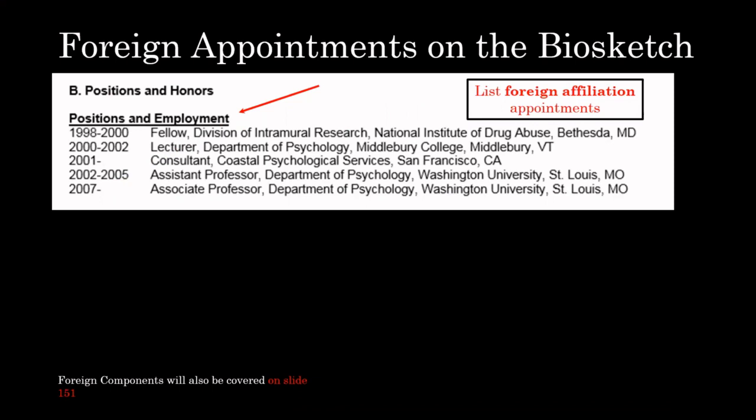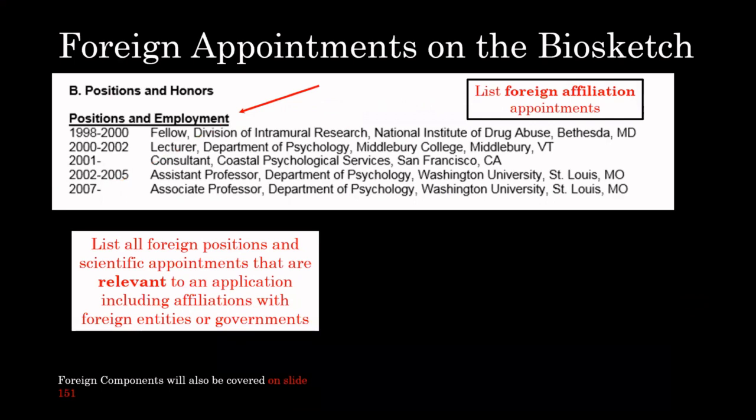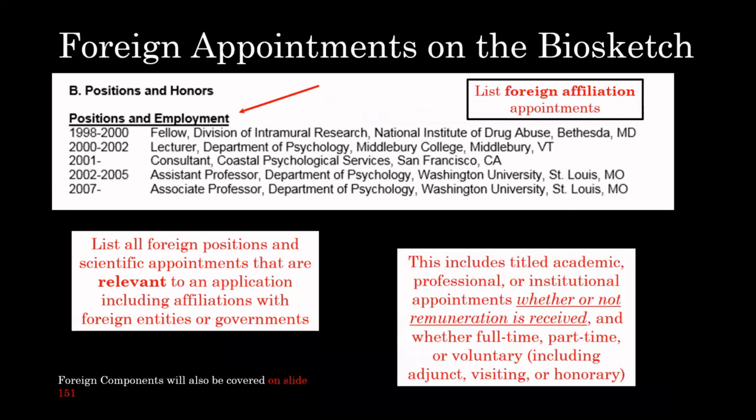Under positions and employment, like I mentioned, if they hold a joint appointment with a foreign entity, that needs to be included in Section B under positions and employment. And this includes titled academic, professional, or institutional appointments, whether or not they are receiving salary, and whether or not they are full-time, part-time, or voluntary, it doesn't matter. It needs to be listed so we can maintain full disclosure with NIH.